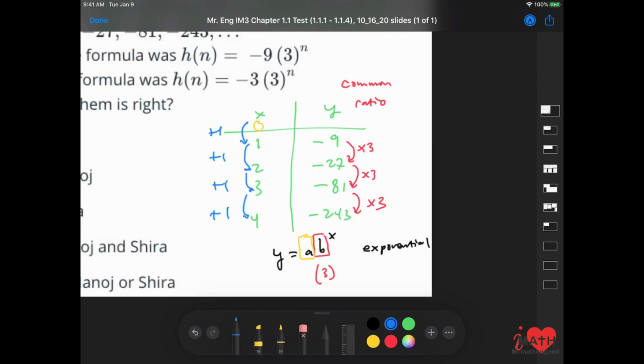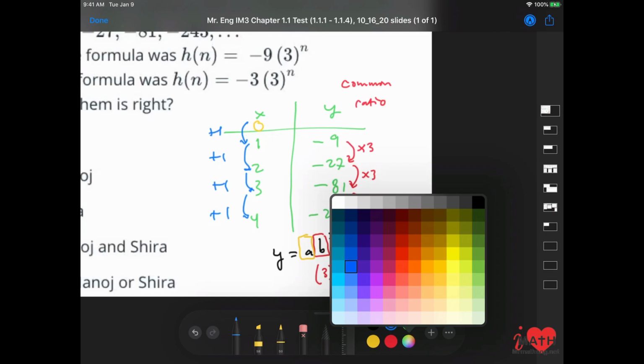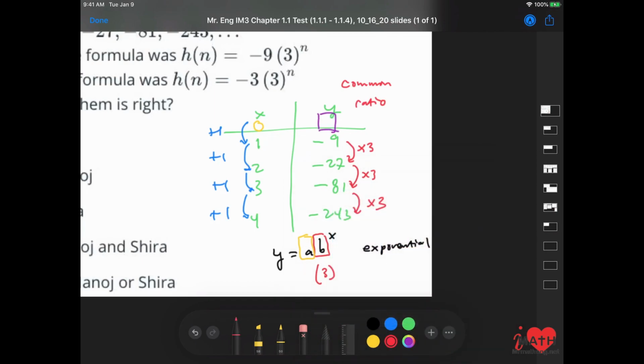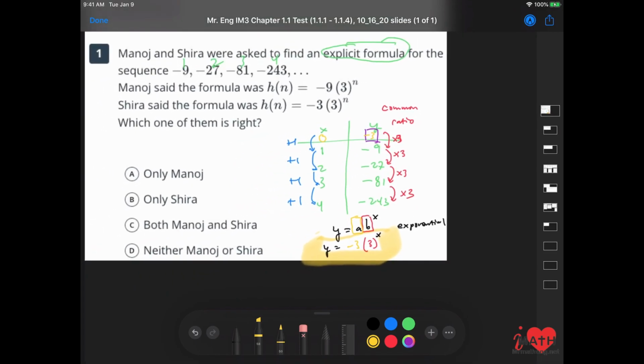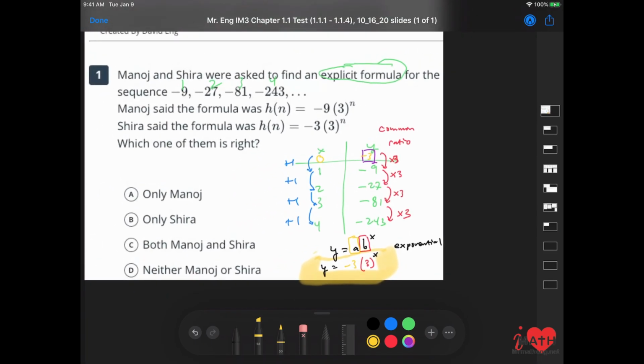So I need some kind of number that when we multiply by 3, you get negative 9. And that would be a negative 3. Negative 3 times 3 gives you negative 9. So this would be my formula. Trying to box that, it's way too big. There's my answer. So let's look at one of those. And the only person who has that is Shira. So Shira is the correct answer.